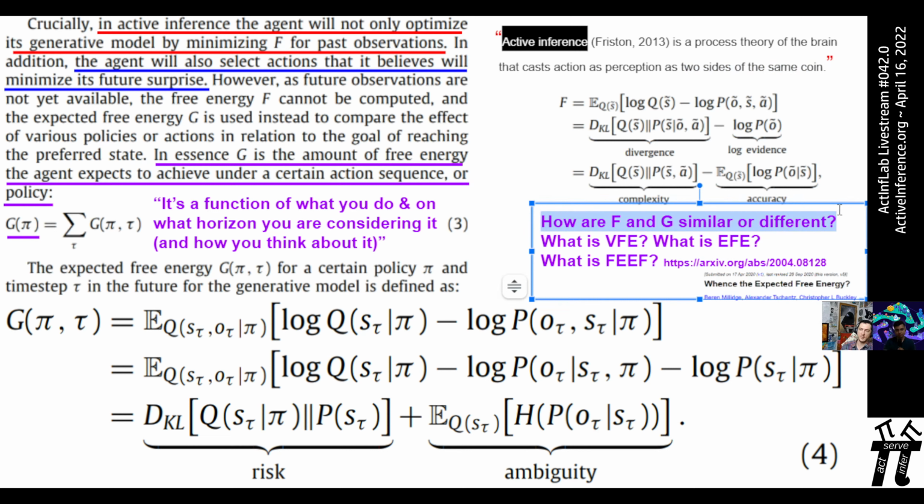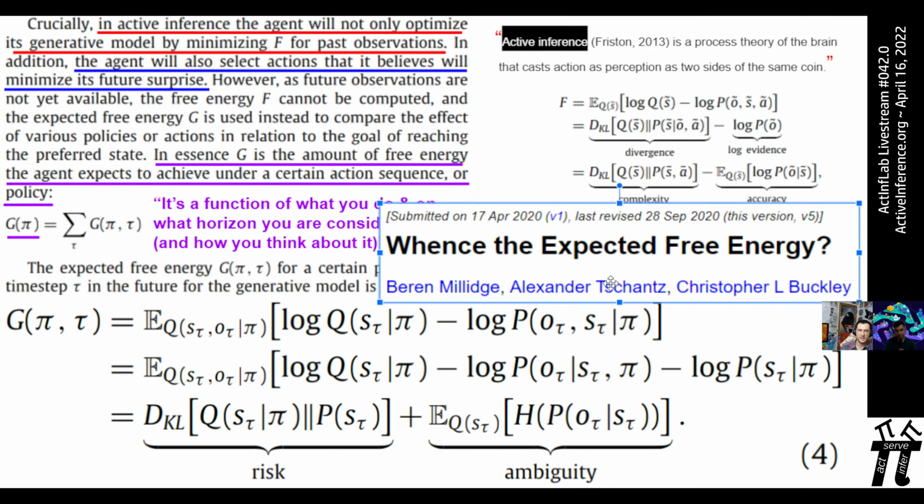How are F and G similar and different? What is variational free energy? What is expected free energy? What is free energy of the expected future, which Baron-Millich et al. have introduced? And what other kinds of representations of this nexus are relevant to think about?